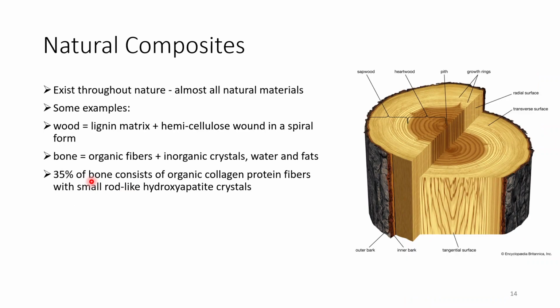Next, some composites are also found in nature, existing throughout nature, almost all natural materials. Some of the examples include wood. In this case you have a lignin matrix and hemicellulose bound in a spiral form. In the case of bone, you find that you have organic fibers plus inorganic crystals, and you have water and also fats.